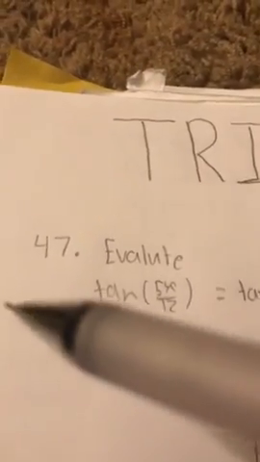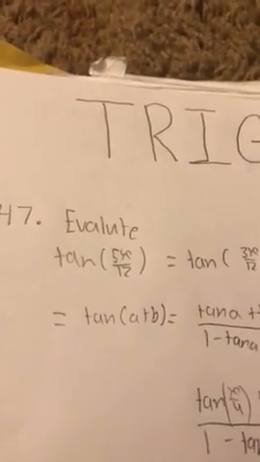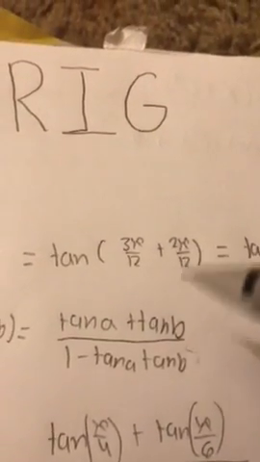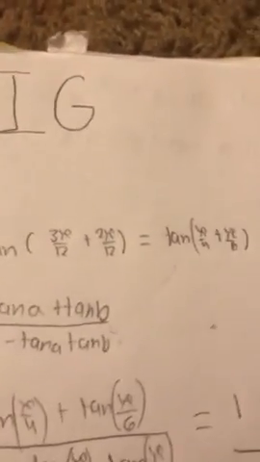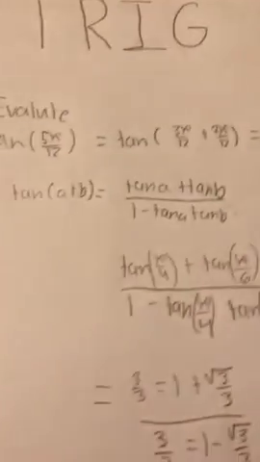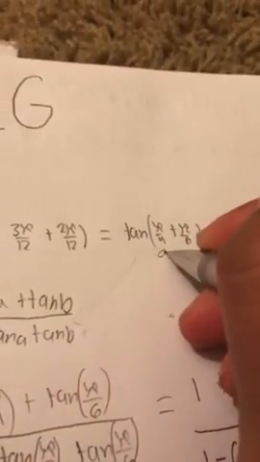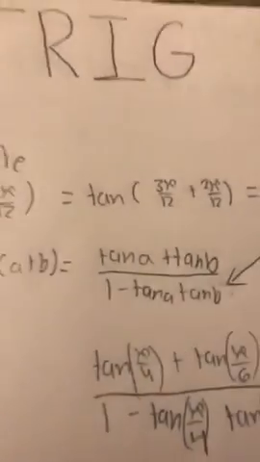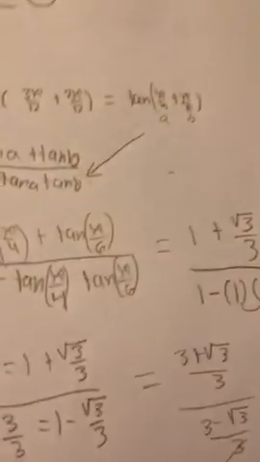Alright, so I got trig, and the first problem we're doing is evaluating tangent 5 pi over 12. You just simplify it down to tangent of 3 pi over 12 plus 2 pi over 12, and that's equal to tangent of pi over 4 plus pi over 6. And you're going to plug A and B into this formula right here. So when you do that, this is what you get.